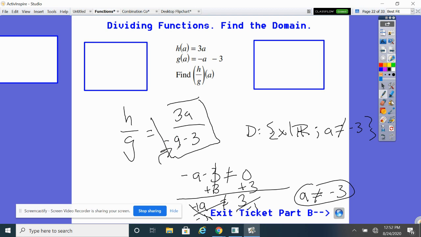And again, that's because if you plugged in -3 here, negative and negative is +3, and 3 minus 3 makes 0, something we're not allowed to have.